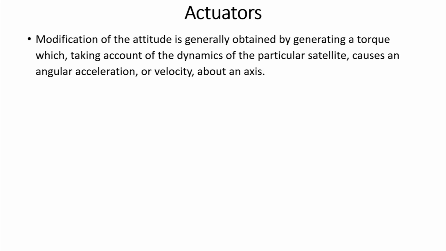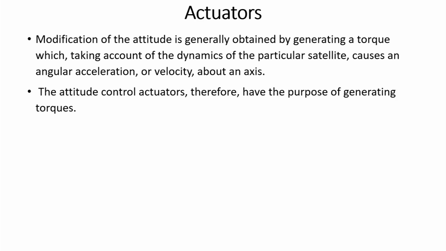Now, we will discuss the actuators. Actuators are where the error signals are put in, and then they give a movement. It can be a torque or a translation. Modification of the attitude is generally obtained by generating a torque which, taking account of the dynamics of the particular satellite, causes an angular acceleration or velocity about an axis. So the attitude control actuators have the purpose of generating torques.